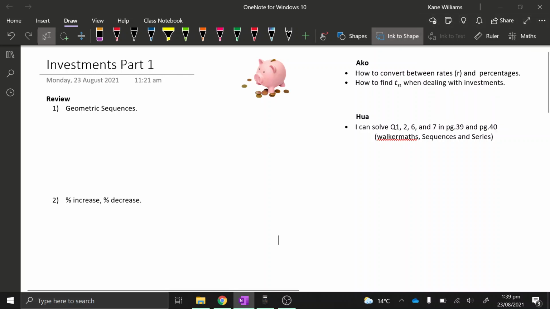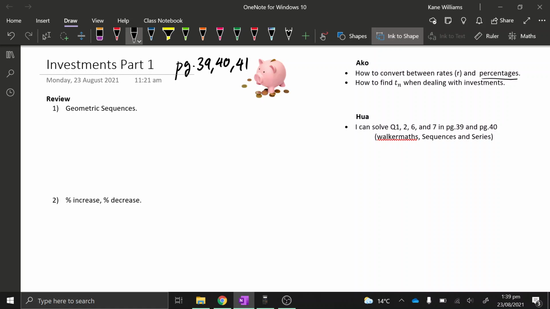We have investments part 1, that's in the book, Sequence of the Series, pages 39, 40, and 41, if my memory serves me correctly. Like always, our learning objective is how to convert between rates and percentages. Second, we're learning how to find Tn when dealing with investments. Your homework is just to solve those 4 questions in the book.